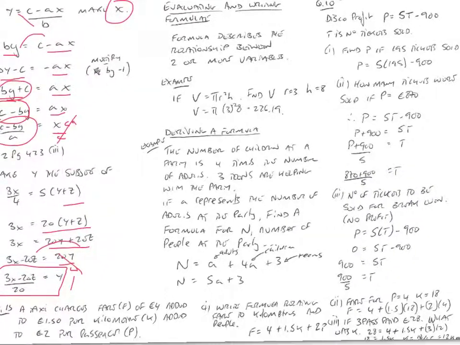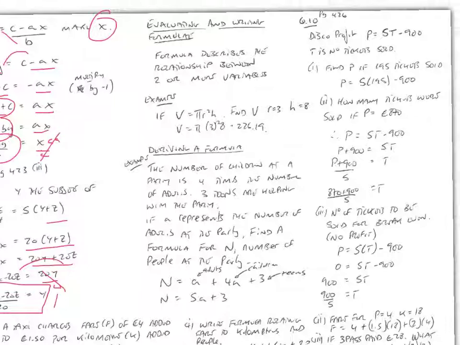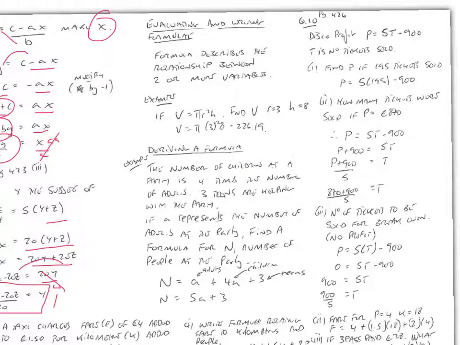Okay, so now we're going to move on to evaluating and writing formulas. So formulas describe the relationship between two or more variables. So if the volume is given by pi r squared h, find the volume when r equals 3 and h equals 8. Plug in the values, and it's as straightforward as that.